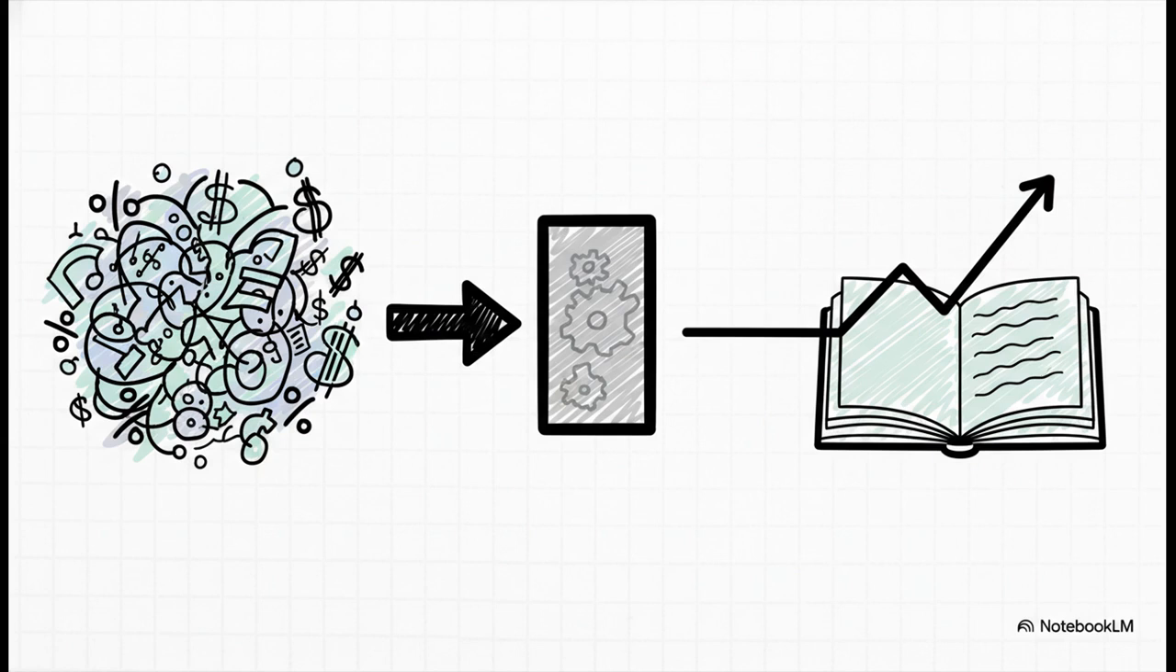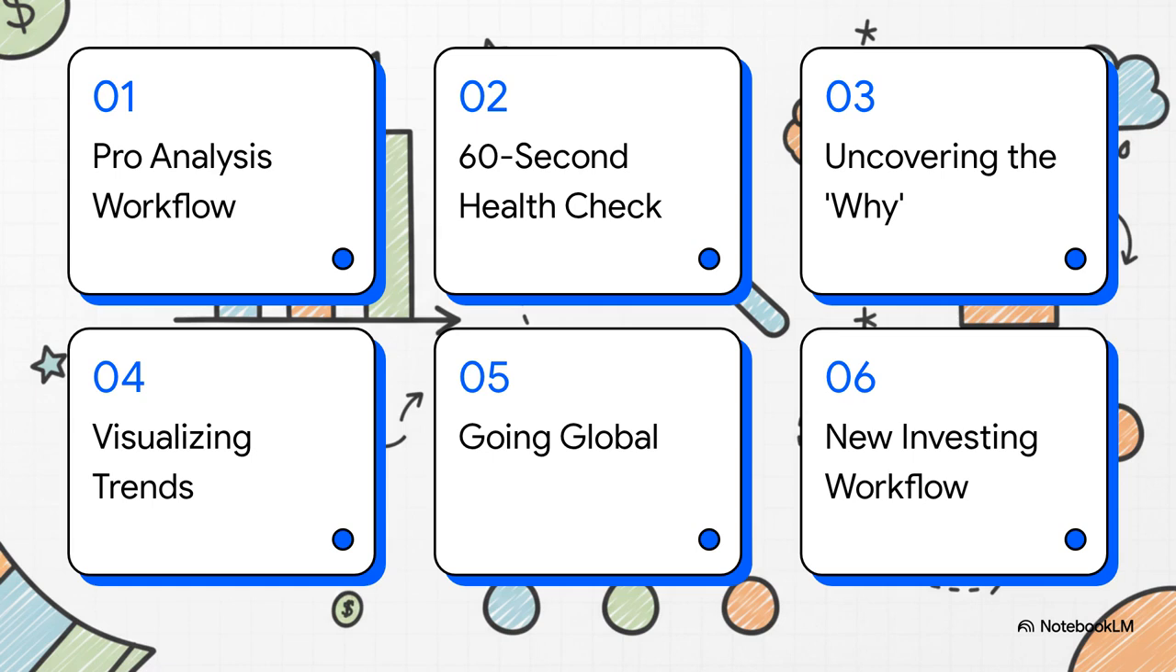I'm going to walk you through a super simple yet really powerful workflow that you can use on any company. It's all about transforming those raw, confusing numbers into a clear narrative. So here's the game plan. First, we'll lay out our simple three-part framework. Then we'll do a 60-second health check. After that, we'll dig into the why behind the numbers, see how to visualize trends, and even take our skills global. And finally, we'll put it all together into your brand new investing workflow.